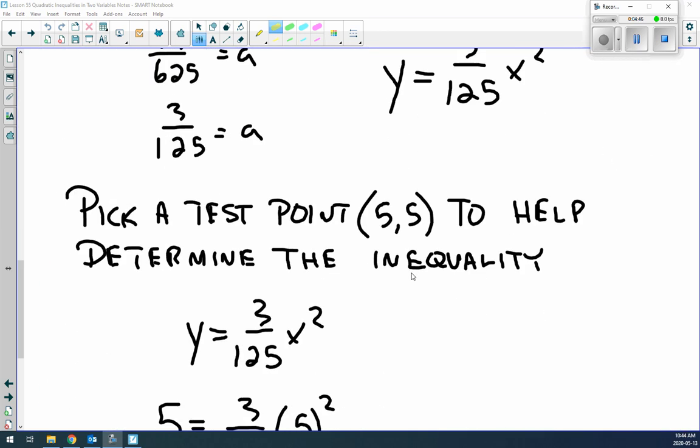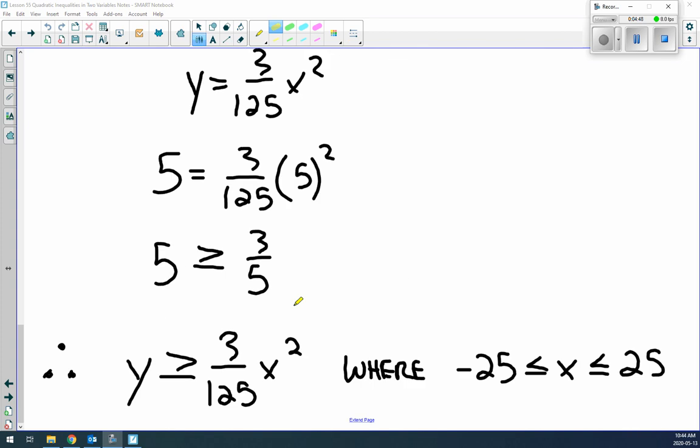So we pick a test point, 5, 5. Plug in the numbers 5 and 5. How do you make this true? 5 has to be greater than or equal to, because it's a solid line, it picks up sound on there. So it's greater than or equal to. So there is our equation: y is greater than or equal to 3 over 125 x squared.